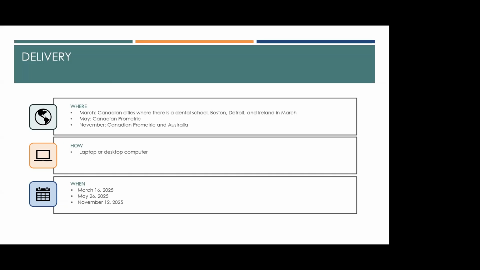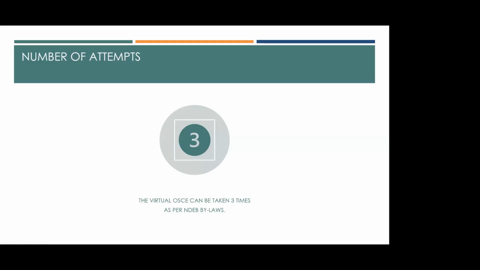The May and November exams have relatively smaller cohorts and will use Prometric centers in Canada. We also offer the Virtual OSCE in Australia in November only. The exam is administered either on laptop or desktop computers, depending on where you take the examination. Like all NDEB written examinations, the maximum number of attempts for the Virtual OSCE is 3 times.